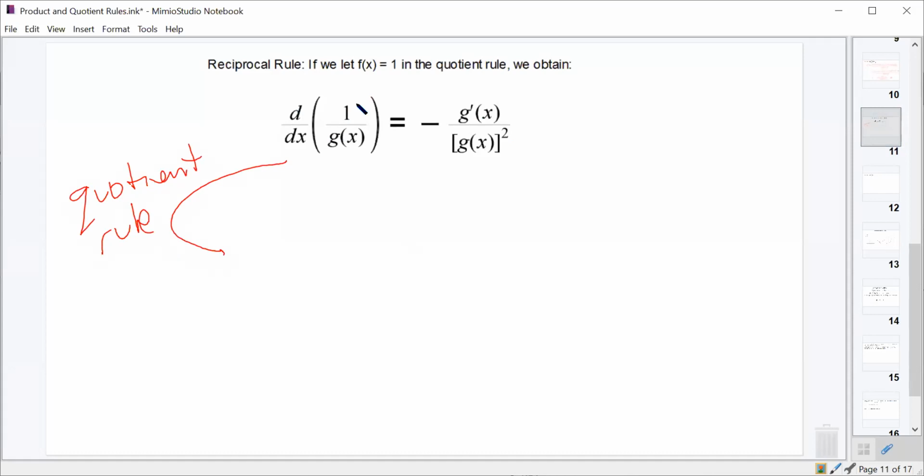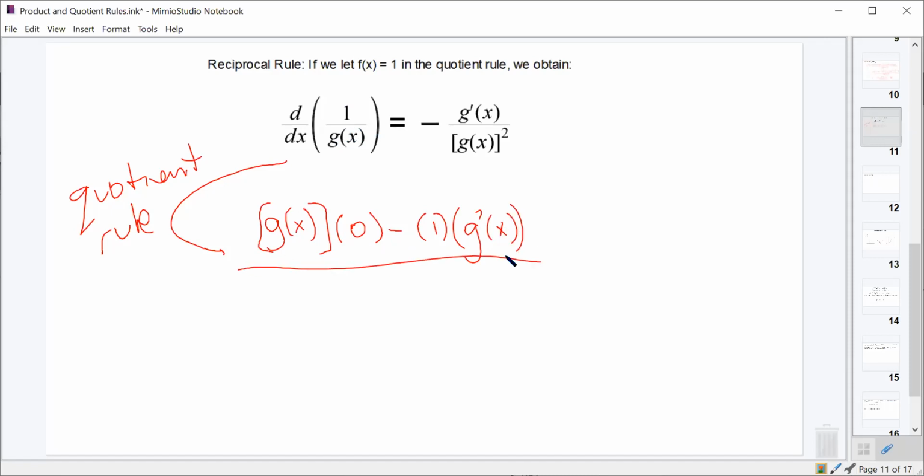So using the quotient rule, this is a function 1 divided by another function g of x. We should get the denominator g of x times the derivative of the numerator. What's the derivative of 1? 0, right? Minus the numerator times the derivative of the denominator, all divided by the denominator squared. Good or no?